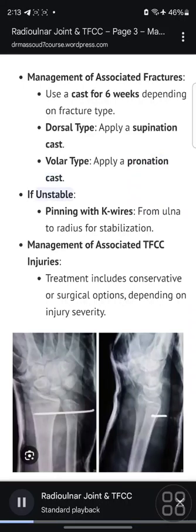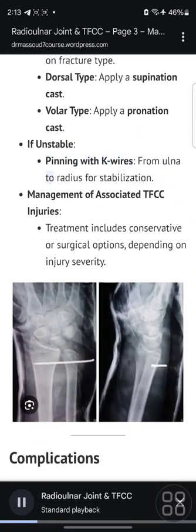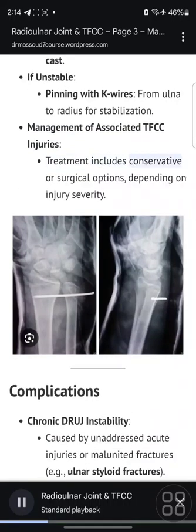If unstable, pinning with K-wires, from ulna to radius for stabilization. Management of associated TFCC injuries. Treatment includes conservative or surgical options, depending on injury severity.